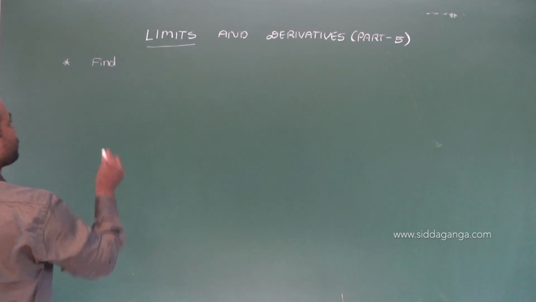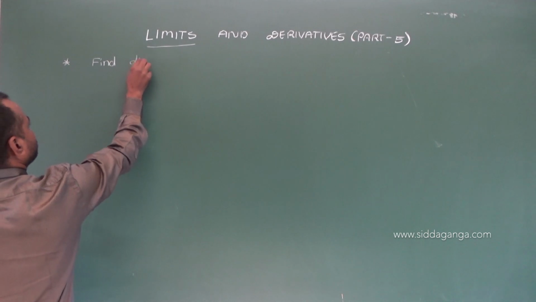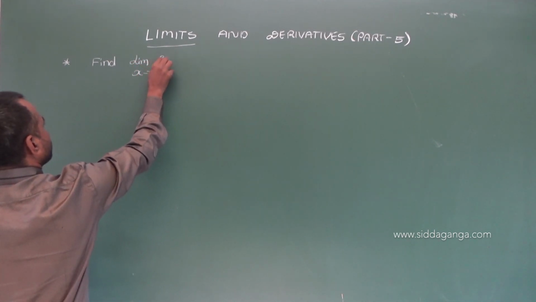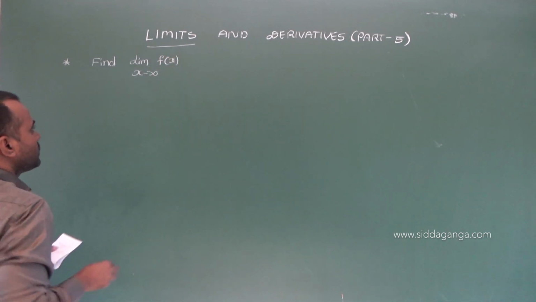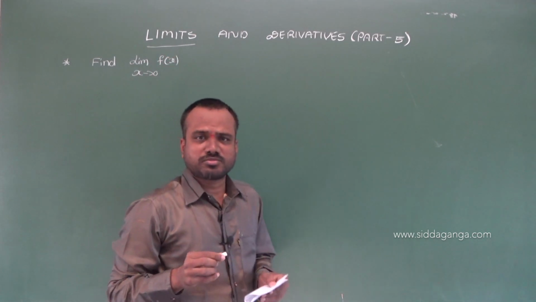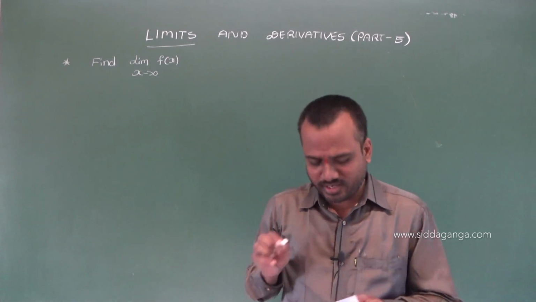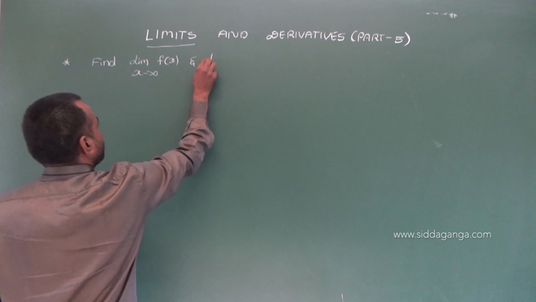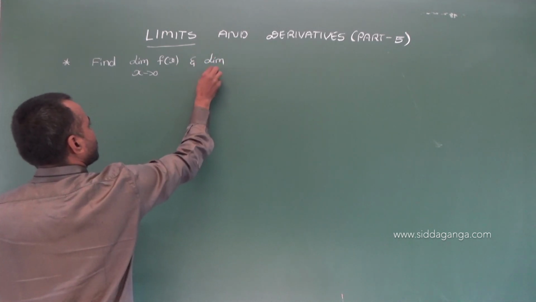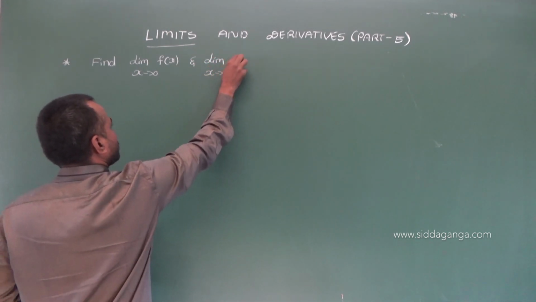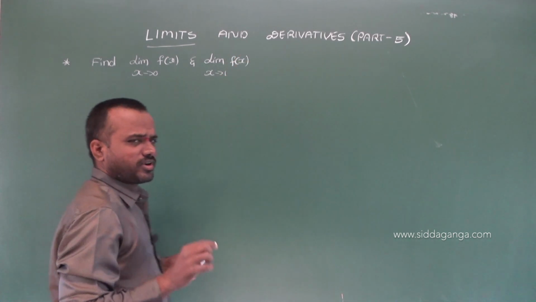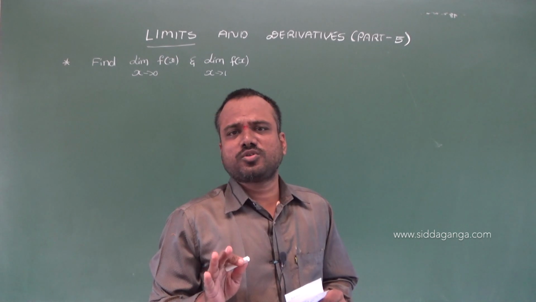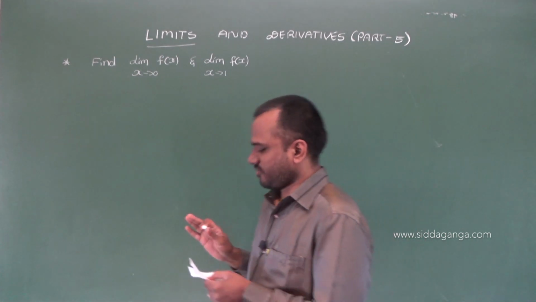So find limit x tends to 0 of f of x. Observe the concept: find the limit x tends to 0 of f of x and limit x tends to 1 of f of x. We are finding two values. One is limit x tends to 0 f of x and the other is limit x tends to 1 f of x.